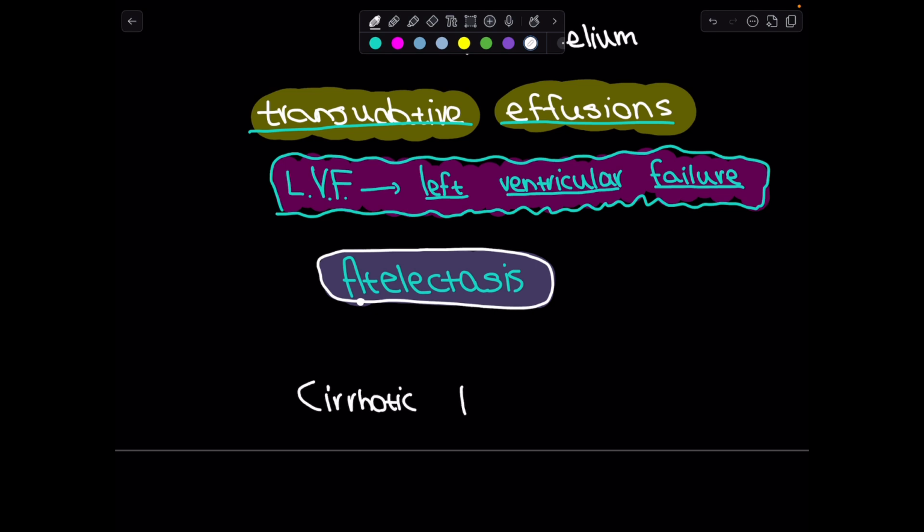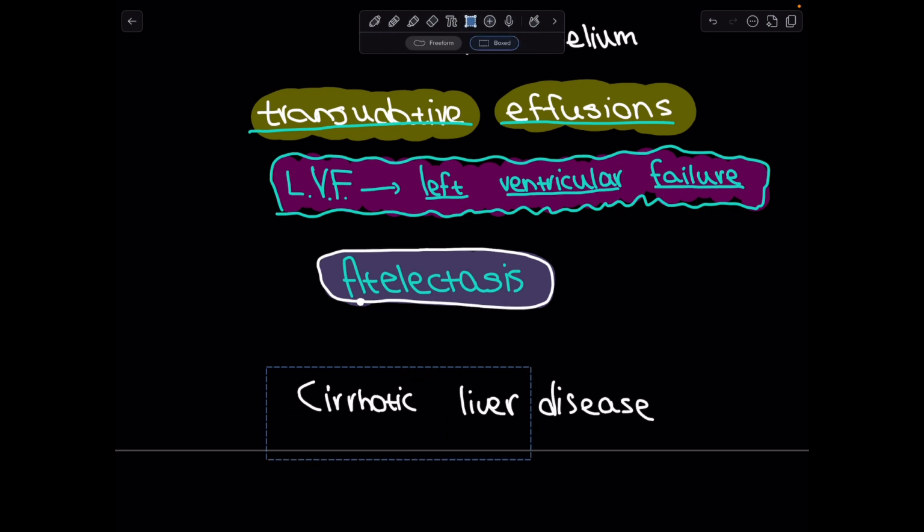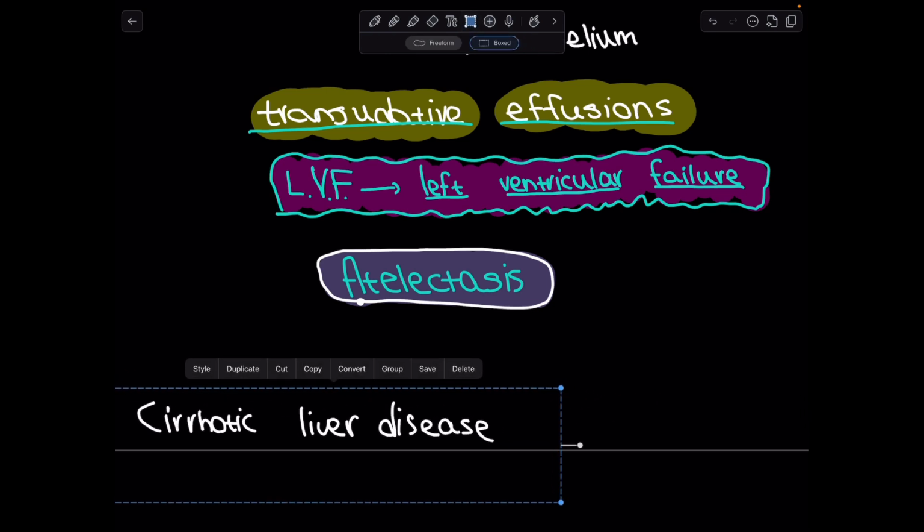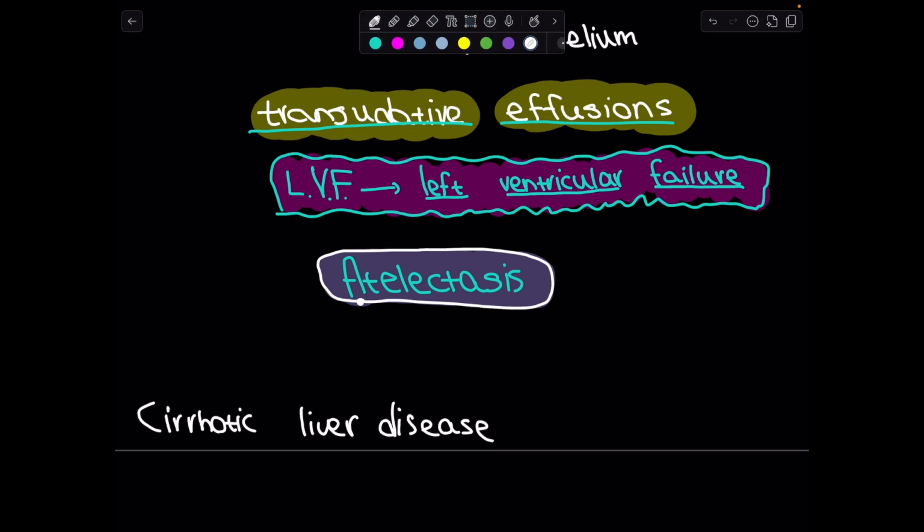All right, let's dive into how cirrhotic liver disease causes transudative pleural effusion. Liver cirrhosis scars the liver, messing with blood flow and protein production. This leads to two key issues: portal hypertension, high pressure in liver veins, and low blood albumin, a protein. The high pressure pushes fluid out of vessels, and low albumin reduces the ability to keep fluid in.